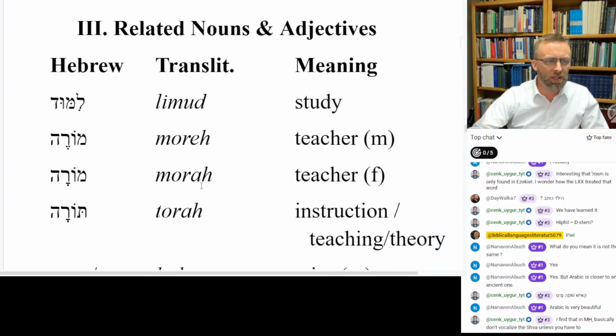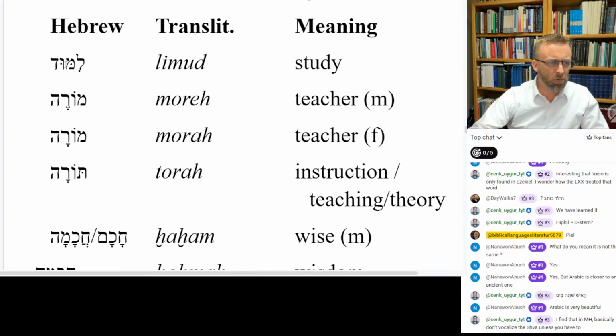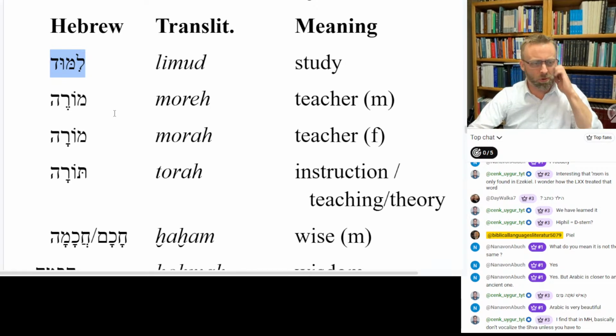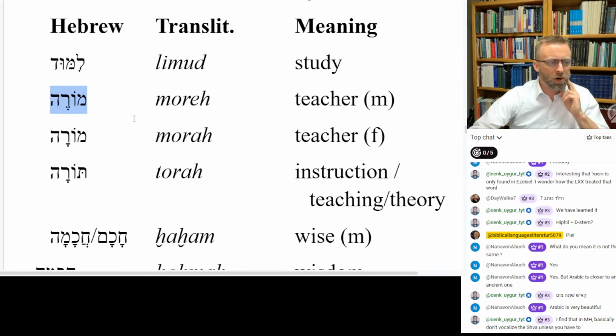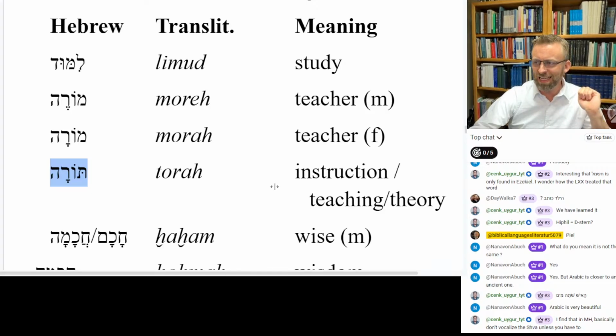Okay, now let's look at some related words here, since we're getting on to learning and teaching. The first one is limud, which can mean study. There are multiple definitions for all these words. The word more means teacher, for a male teacher. And if you want to make it a female teacher, mora. And you say, hey, wait, that's just like the word Torah. Yeah, it absolutely is. Because the tav in the word Torah is a nominal ending.